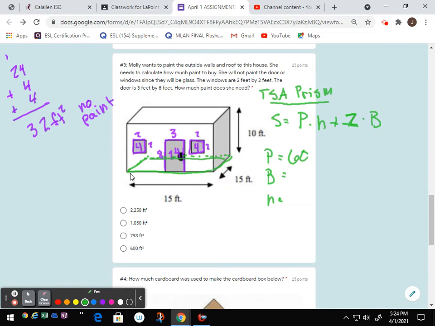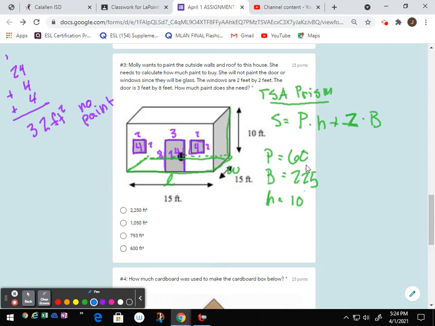Our big B is the area of our base, which is length times the width, right? So we have 15 times 15, and 15 times 15 is 225. And now we need the height of our rectangular prism, which we can see is 10. 10 is going up and down, all right? So we have 10.